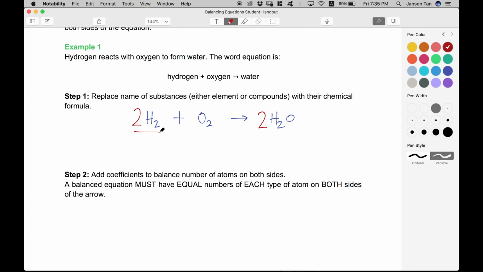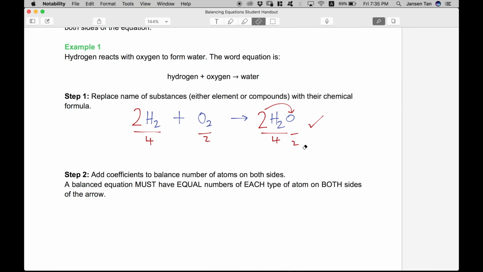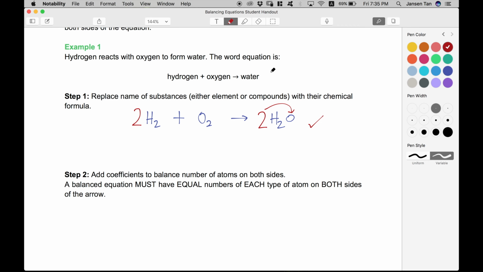On the left hand side, I have 4 hydrogen. Right hand side, I have 4 hydrogen. On the left hand side, I have 2 oxygen. And on the right hand side, I have 2 oxygen. So this is the balanced chemical equation. So once again, to reiterate, we can only add numbers in front of the substances.